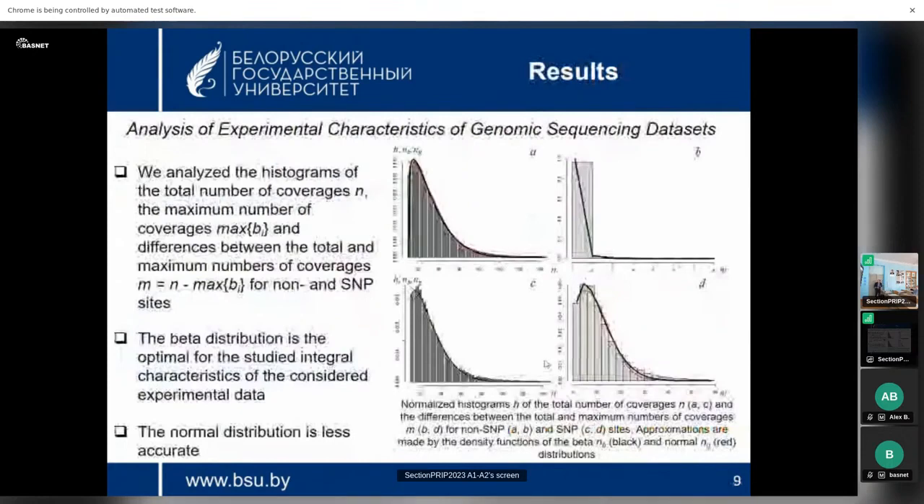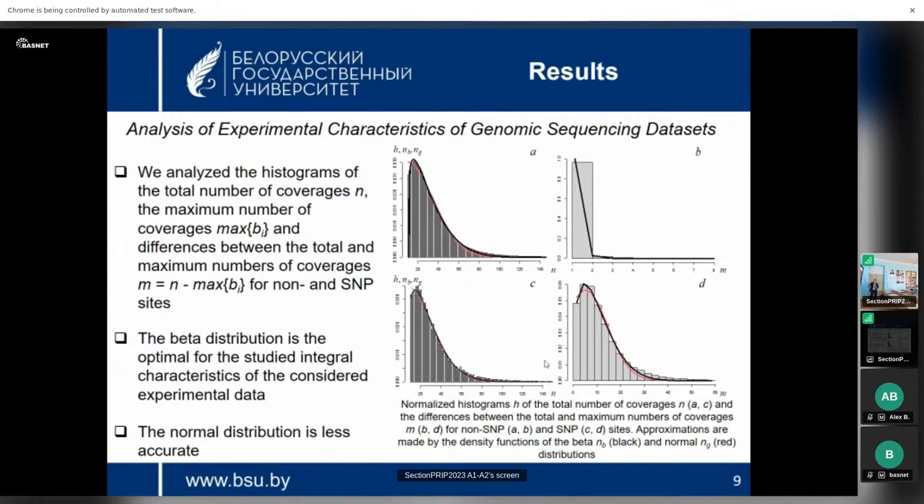First, we investigated the experimental data. We analyzed histograms of the total number of coverage for data channels, then the maximum number of coverage, and the difference between the total and the maximum number of coverage. We can see the distribution of experimental data: the top 2 figures for non-SNP sites and the bottom 2 figures for SNP sites, and approximations made by the beta distribution, black line, and the Gaussian distribution are shown here.